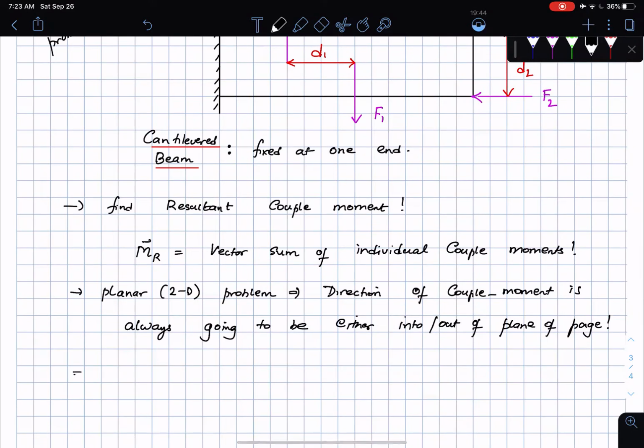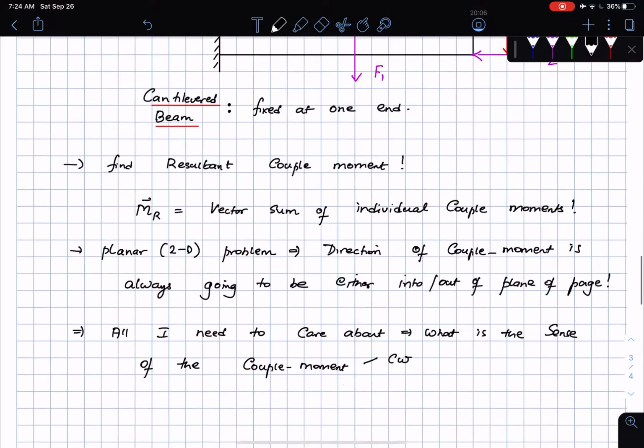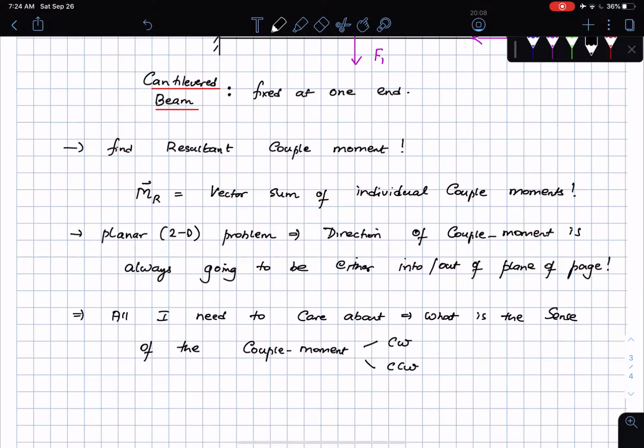Which means that all I need to care about is the sense of the couple moment. That is, is it clockwise or is it counterclockwise? And then I can just attach a negative sign if it is clockwise. If it is counterclockwise, I call it positive and move on with my life.